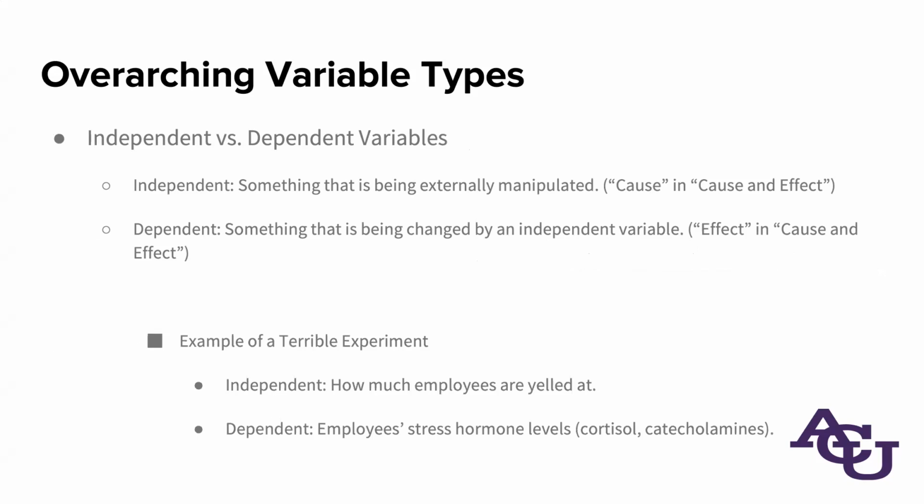Talked about how you should not yell at people, but if you were doing a study on that, our independent variable would be how much employees are being yelled at, and our dependent variable would be their stress hormone levels. That'd probably be multiple dependents because those levels of cortisol and catecholamines are separate tests for each.